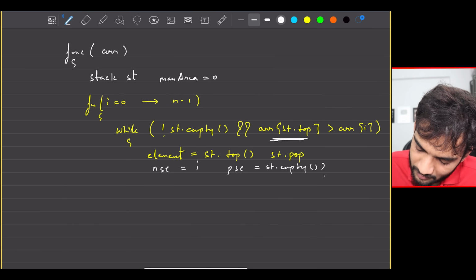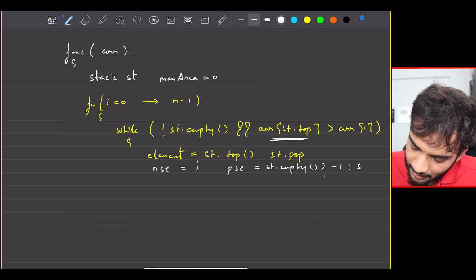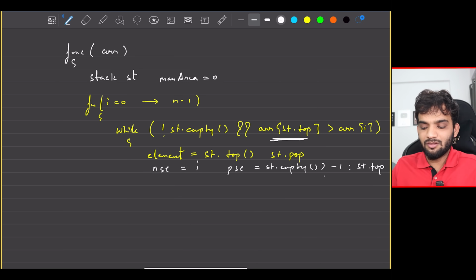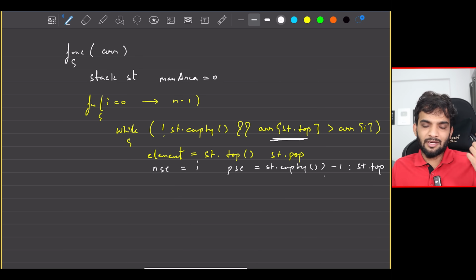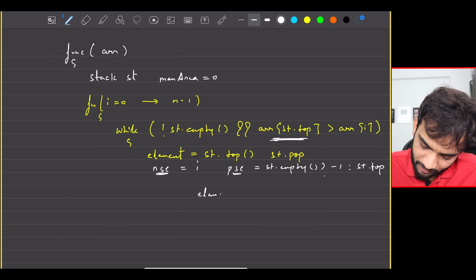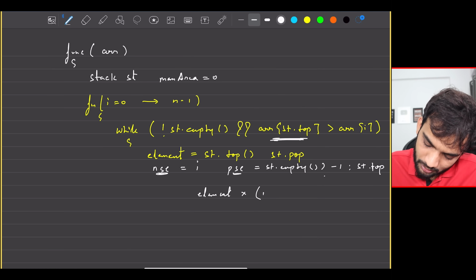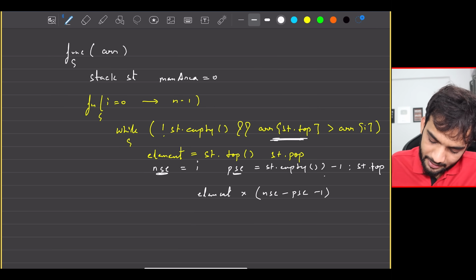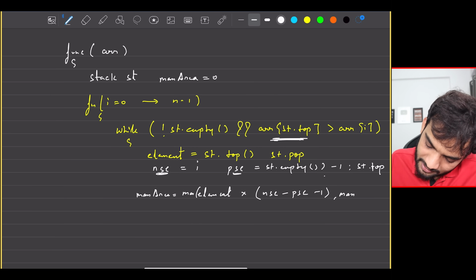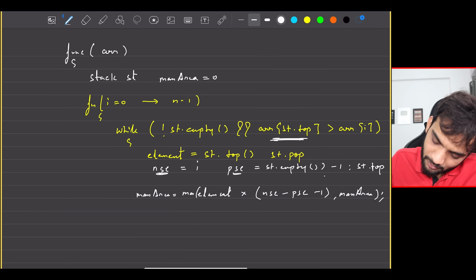But what if the stack is empty? If the stack is empty, I'll take minus 1. Otherwise, I'll say whatever is the previous element in the stack. So I'll get the NSE and the previous element. So what is the area? Can I say the area will be element into next smaller minus previous smaller minus 1. And since I'm computing max area, I can do max area of max of this, comma, max area. Perfect.